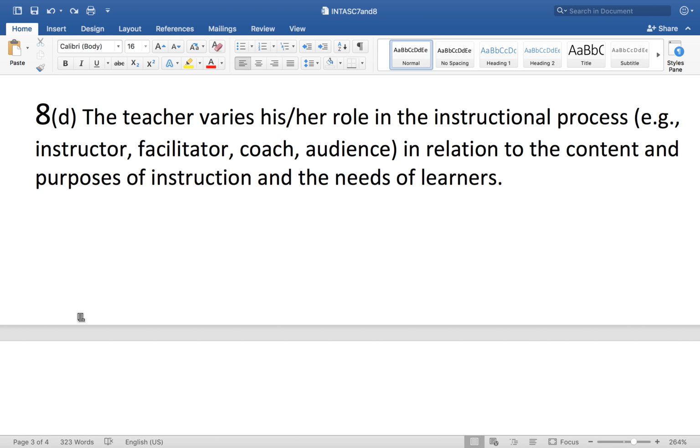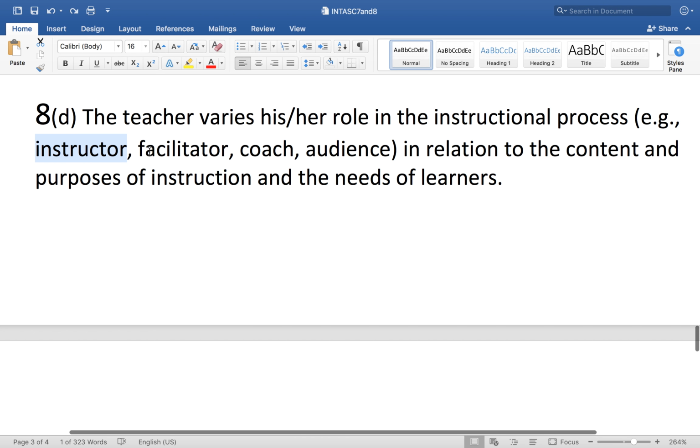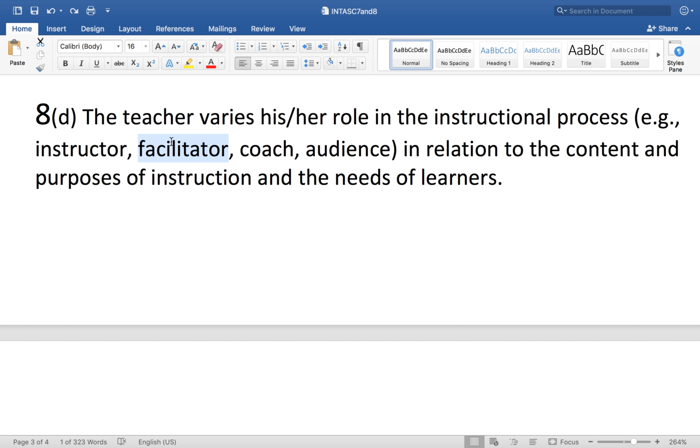And then the next one I have is 8D, which is the teacher varies his or her role in the instructional process: instructor, facilitator, coach, audience, in relation to the content and purposes of instruction and the needs of learners. This is kind of important because we've talked about the teacher wearing many hats, and we did this a little bit when we were talking about classroom management. There are times where we do need to wear slightly different hats. So, for example, sometimes we do need to be the instructor, the person that is basically purveying base level information, because we do need to have a solid core, fundamental understanding before we want to get into anything more critical. My particular favorite is this idea of a facilitator, where we are a guider.